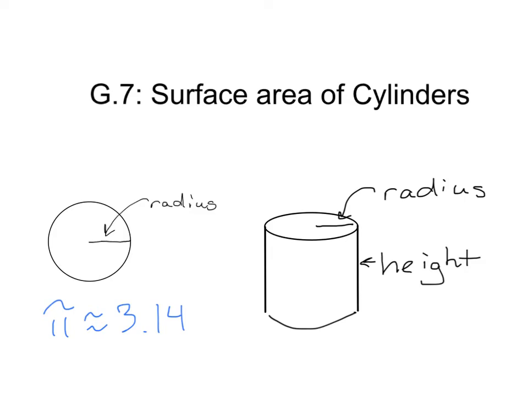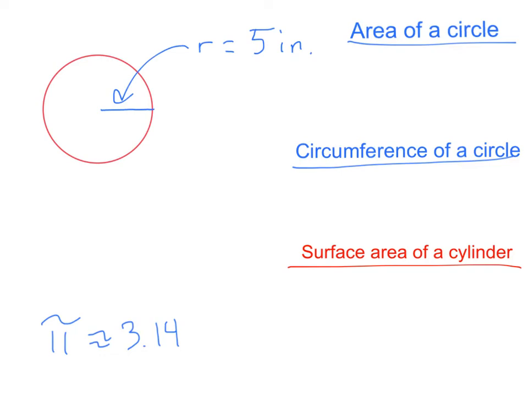Hello, ladies and gentlemen. We are looking at geometry, and we are going to check out how to find the surface area of cylinders. We're going to start off with the idea of circles and then expand to how that relates to cylinders. All throughout this, we are going to estimate pi to be 3.14. So let's move on.